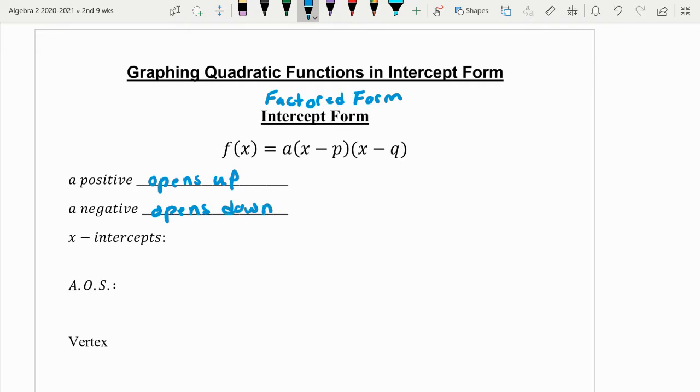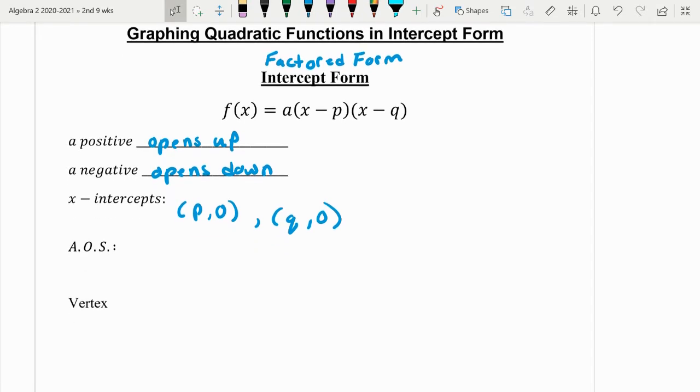The x-intercepts, that's what p and q are. All right, so x-intercepts are coordinates, so we've got p comma 0, right? Any x-intercept has a 0 y value, and we have q comma 0.